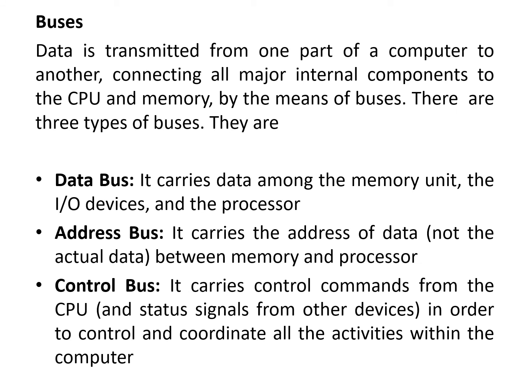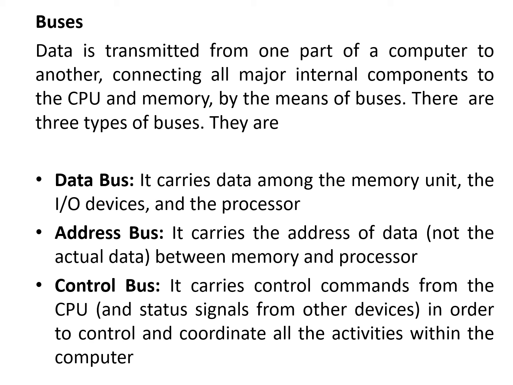Then another important term is the bus. What is a bus? Data is transmitted from one part of the computer to another by means of a bus. There are three types of buses. They are the data bus, which carries data among the memory unit, output devices, and the processor.